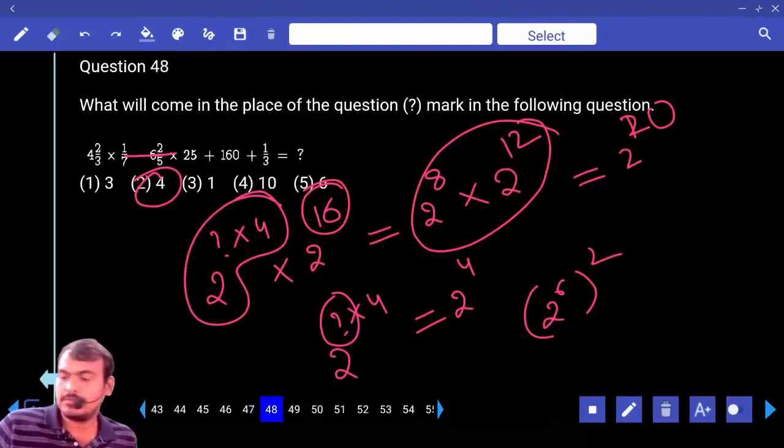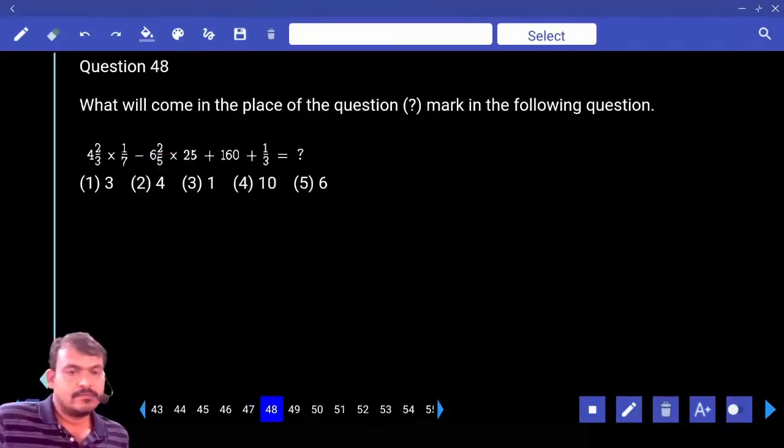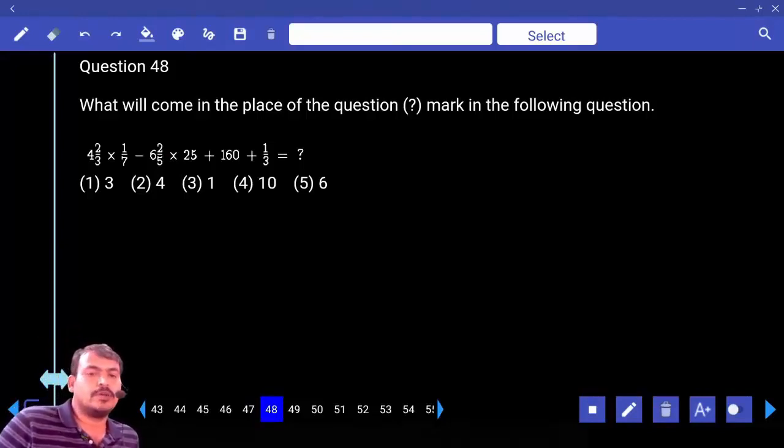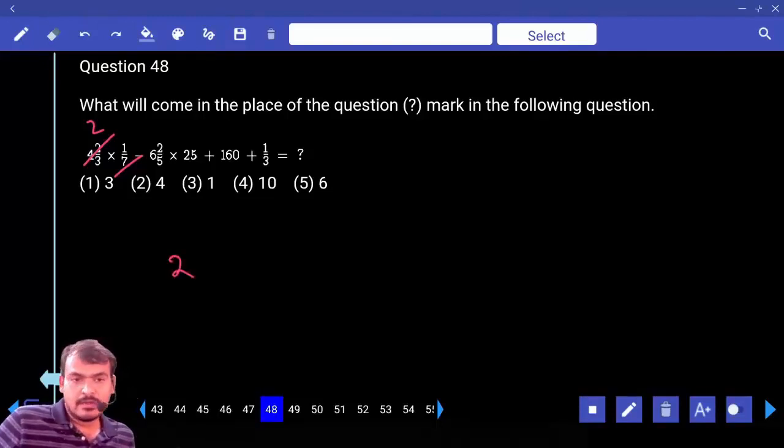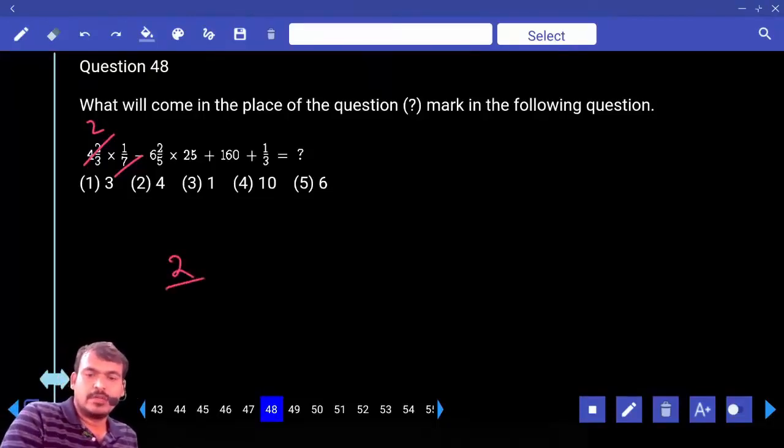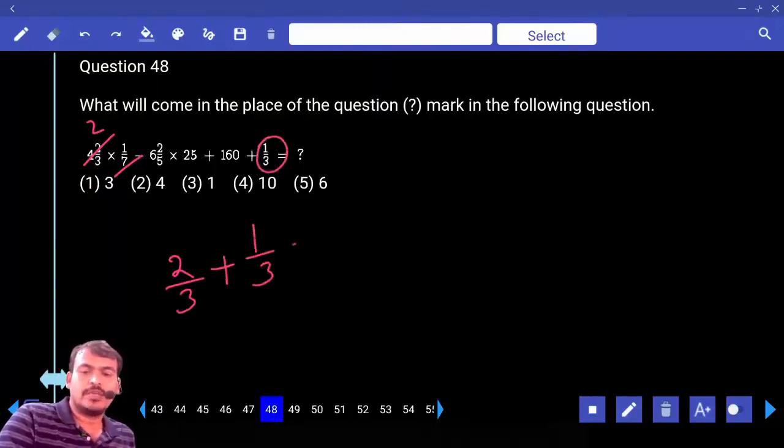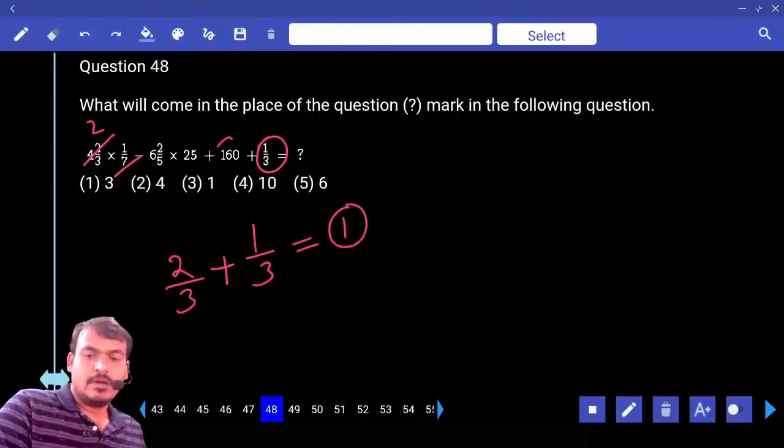Next, 48. First priority, 42 by 3, which means 14 by 7. 7 how many times 14? 2 times, or not? So 2 by 3, and this one is plus 1 by 3. 2 by 3 plus 1 by 3 is 1, or not?